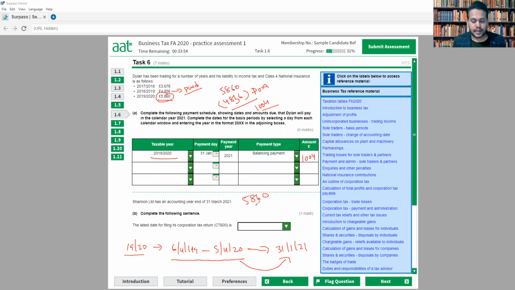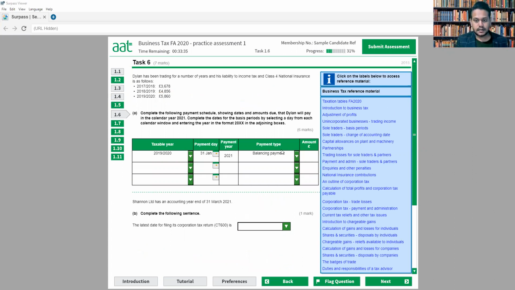5860, I have to make two payments on account. One is 31st of January, the same time I'm paying the balancing amount. One is 31st of July 2021. So I'll make it half, 50% and 50%. I'll pay in advance. So I'll do that. Let's do that then. So I'll say this one is a 1004.